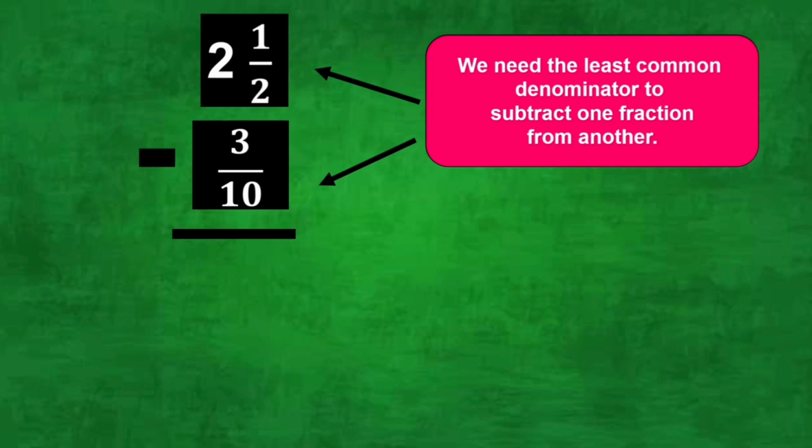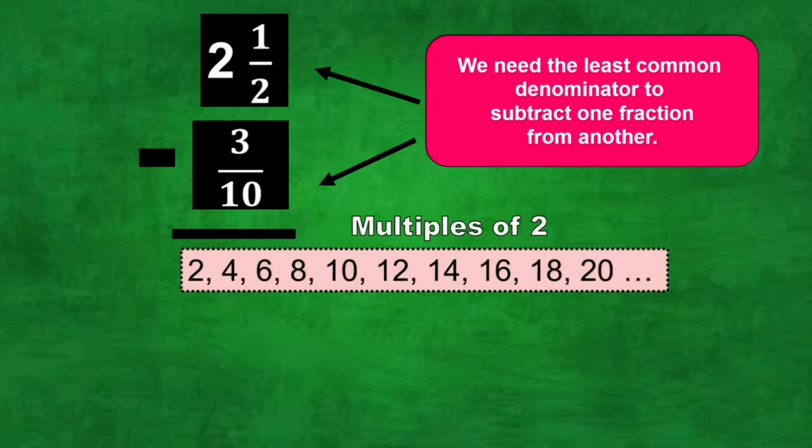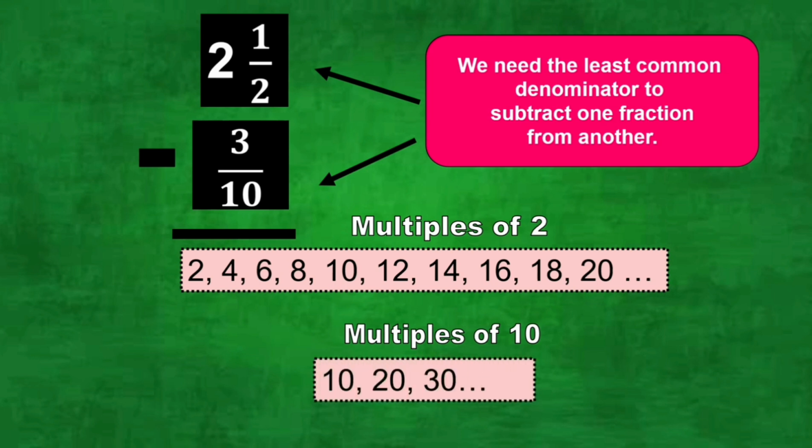Let us have another example. 2 and 1/2 minus 3 over 10. We need the least common denominator to subtract one fraction from another. The multiples of 2 are, and the multiples of 10 are. Now the LCD of 1/2 and 3/10 is 10.